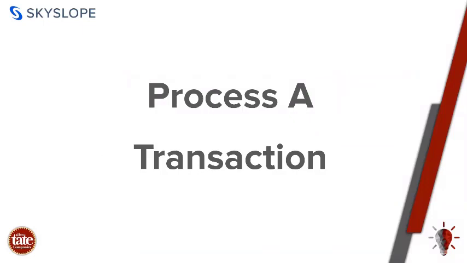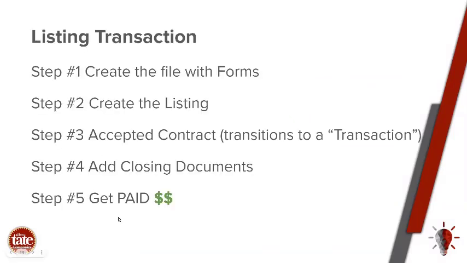Let's look at a quick preview on how to process a transaction. For a listing transaction, you're going to create any of your forms. You're going to fill out your forms in the form section. So you'll create the file with your forms, send those off for digital signature.